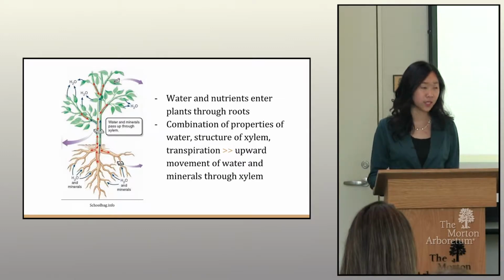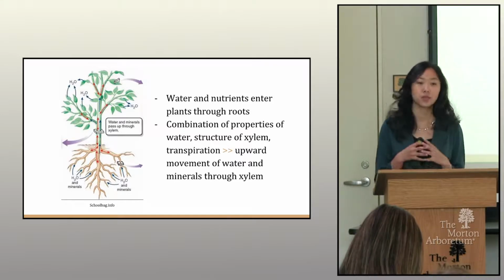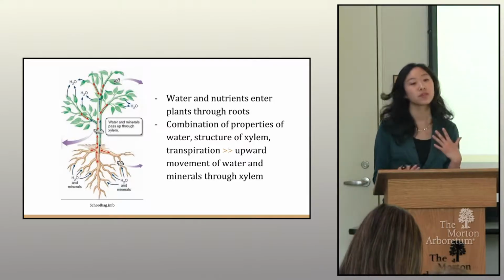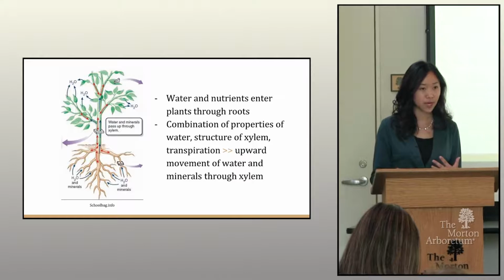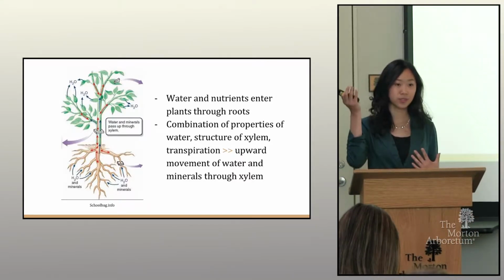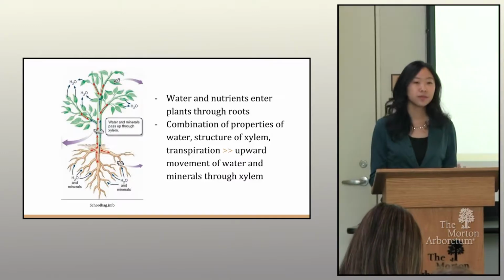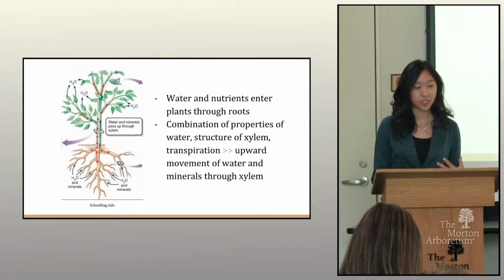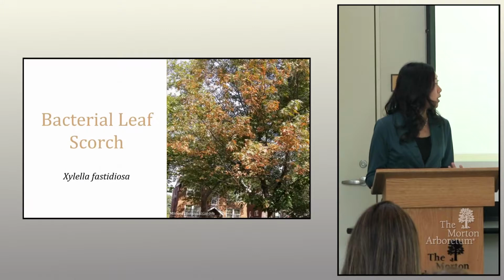Interconnected water-conducting xylem tubes run throughout the plants. Water and nutrients enter plants through the roots, and then through a combination of the properties of water, structure of the xylem, and transpiration, the water and nutrients are drawn upwards to the leaves of the tree. This water column fails if air bubbles are inserted, which can be caused by a number of things.